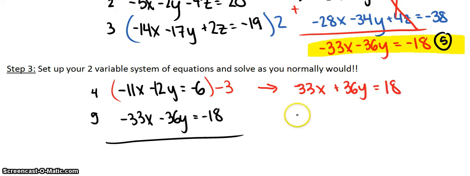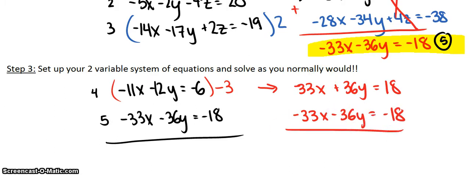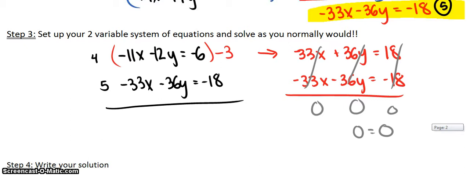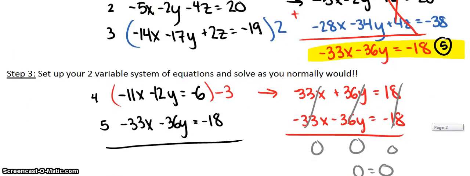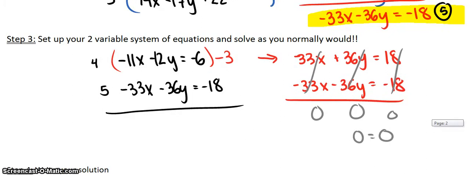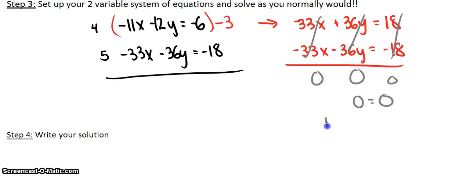And I'm going to combine that with equation 5. It doesn't really look like a 5, so let's change that. Okay, so I'm going to do a linear combination with negative 33x minus 36y equals negative 18. Notice as we go through this, that's 0, that's 0, that's 0. So you get the true statement 0 equals 0. Which means no matter what you plug in for x and y and z, you're always going to get a true statement, which means that there's an infinite number of things that will give you a solution. So my final answer would be infinite solutions.